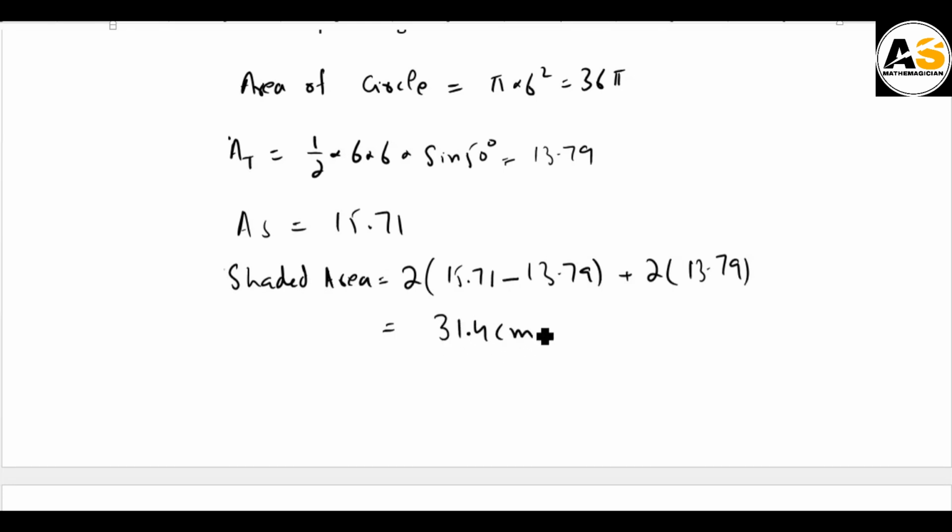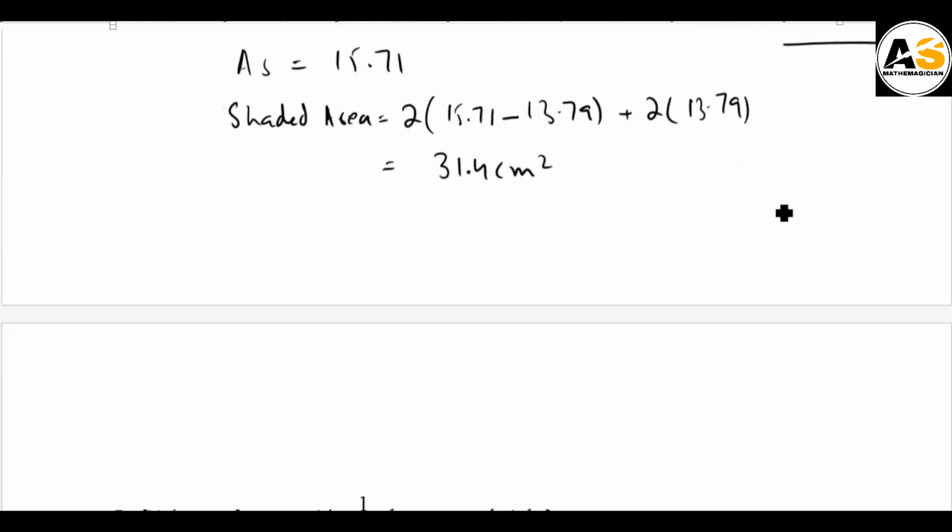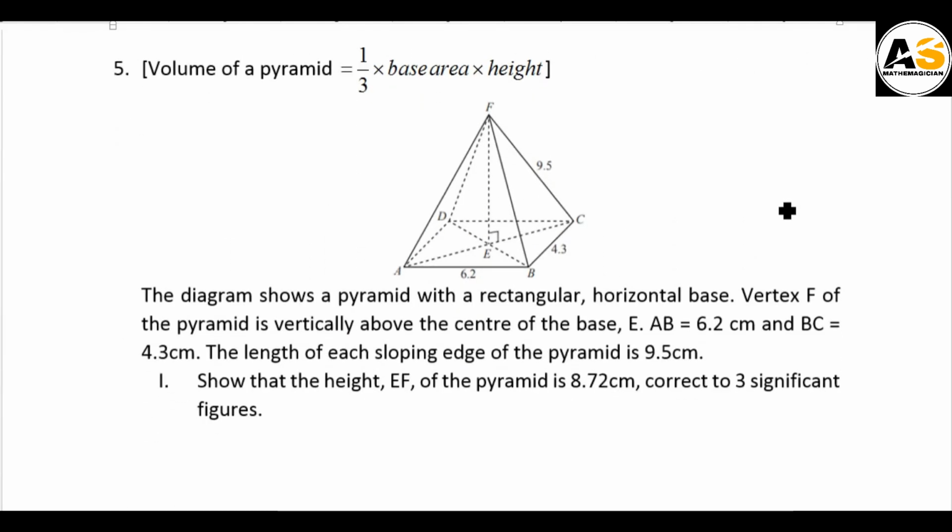centimeter square, and the percentage of shaded area will be the shaded area divided by the area of the circle, 36 pi, and this will be approximately equal to 27.8%. I hope this is clear. Last question of today's class.